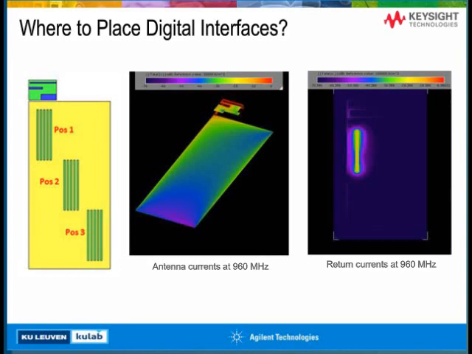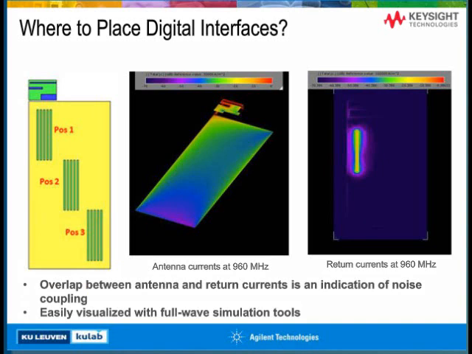For high frequencies, the return current is immediately below the interconnect. So for clarity, from the 5 interconnects in this picture, we only excited 1, the second one from the left. What we saw when we investigated this problem is that the overlap between the antenna and the return currents is an indication of the noise coupling, and this can be easily visualized with full wave simulations early in the design process.